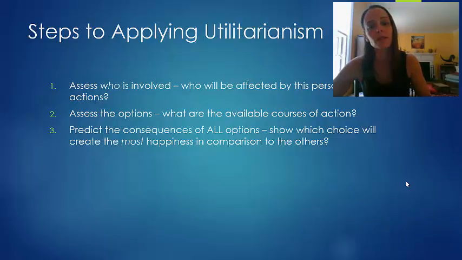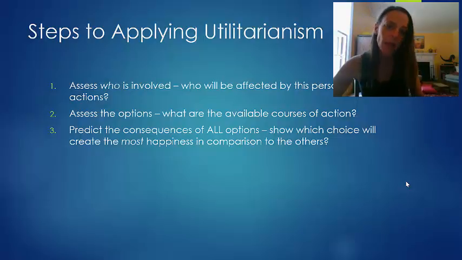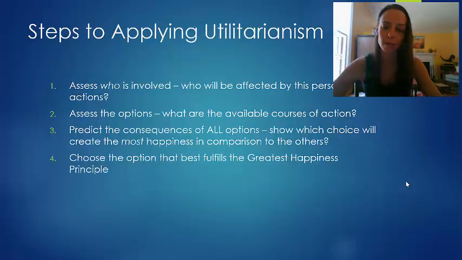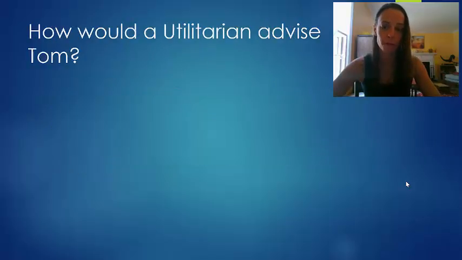So make sure that once you think about all the possible courses of action that are reasonable, the next step is to predict the consequences of all of those possibilities in order to show that the possibility that you recommend is better than the others. So then you're going to choose the option that best fulfills the greatest happiness principle. It's a principle that says we're acting to create the greatest good for the greatest number. So without step 3, you don't have a lot of backup for step 4.